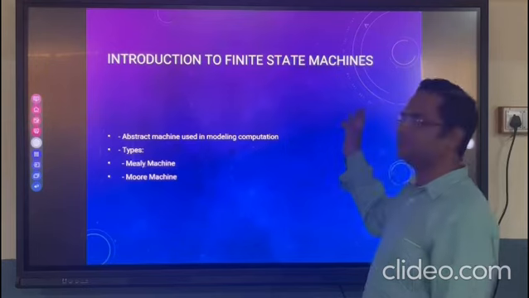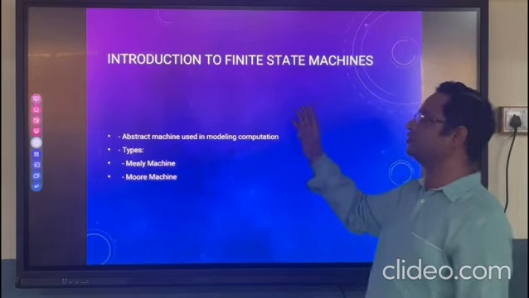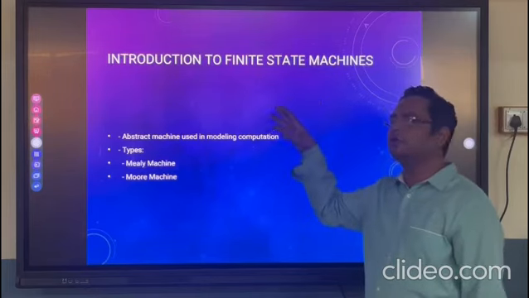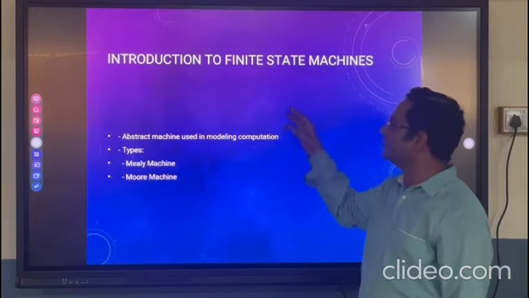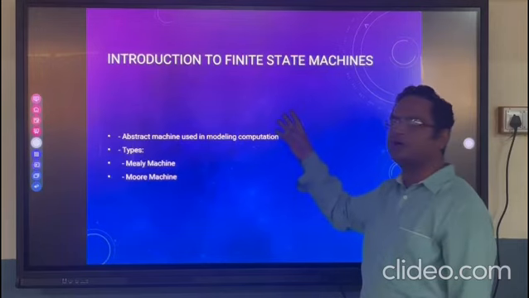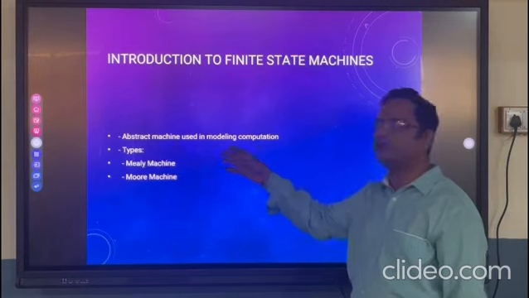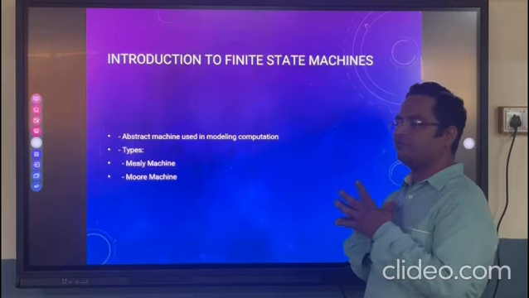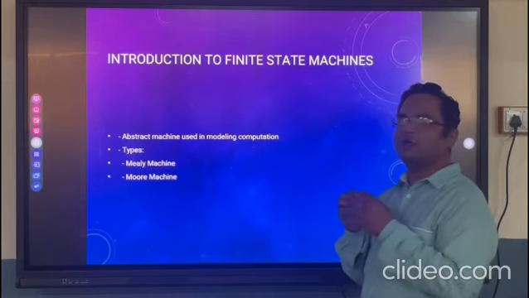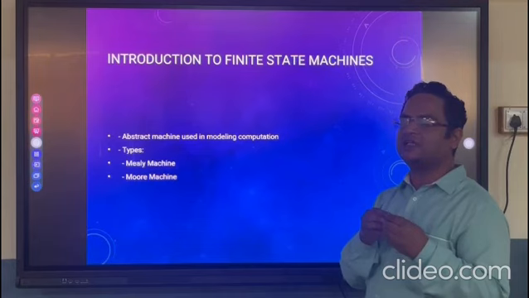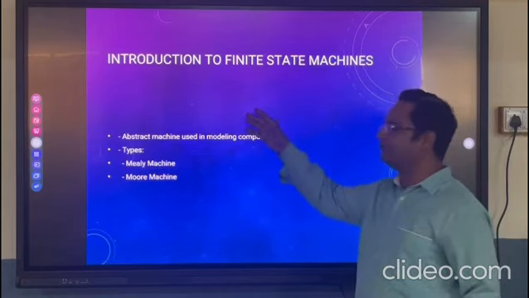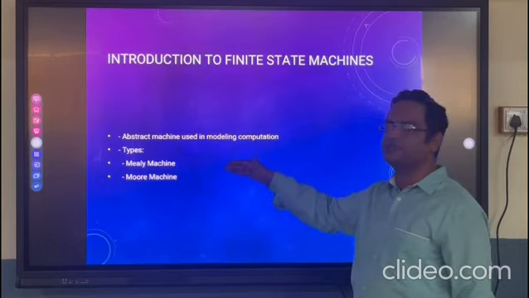Introduction to finite state machines. Generally, finite state machines are prepared using TOC principles. There are two kinds of finite state machines: Mealy machine and Moore machine. Generally, we know that in any machine we design, the output depends upon the present state or present input. So it is the classification in which Mealy and Moore machines are designed.